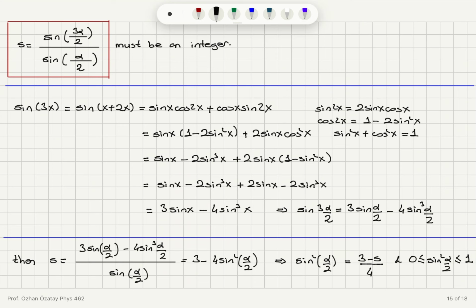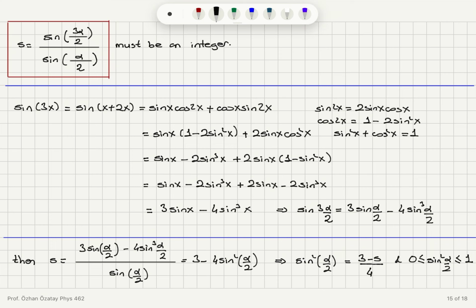So if I distribute sine x into the parentheses, I have sine x minus 2 sine cube x plus 2 sine x cosine square x, and I can substitute 1 minus sine square. Sine x minus 2 sine cube x plus 2 sine x distributed into the parentheses, I have 2 sine x minus 2 sine cube x, which gives me 3 sine x minus 4 sine cube x.